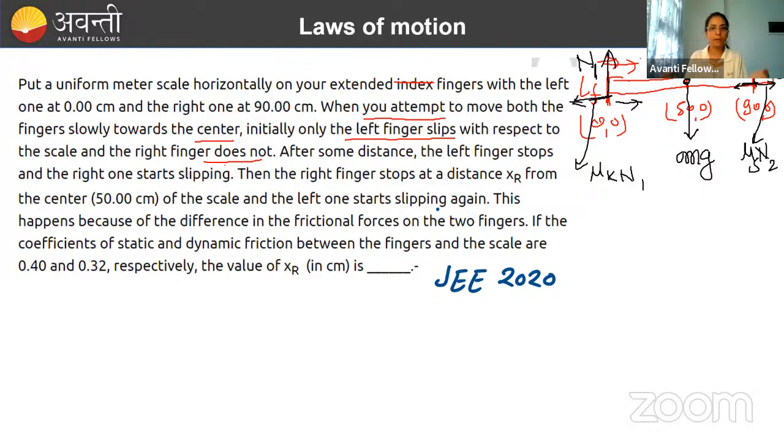It is not moving. My finger is moving along it, such that this scale is in rest. Done. So all the vertical and downward forces will get balanced. So what you're going to write first, N1 plus N2 equal to mg. All the horizontal forces are going to get balanced. So what you will write, mu k N1 will be equal to mu s N2 initially. Done. So this is the case.